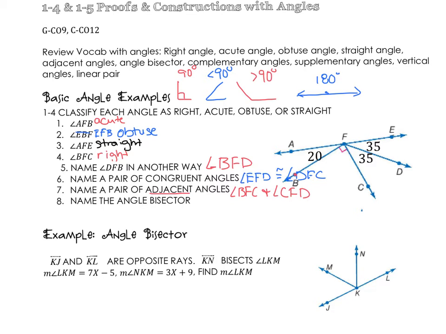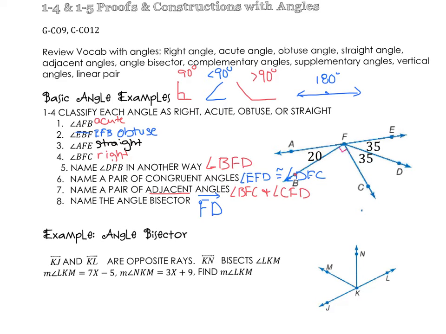And then name the angle bisector. So you're wanting the ray that cuts an angle into two equal pieces. So if this side's 35 and this side's 35, then you are talking about the ray that cuts that angle into two 35 pieces. So that's going to be ray, now remember you start with the endpoint, FD with the ray symbol above it.